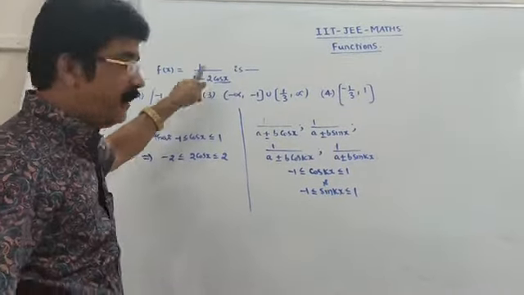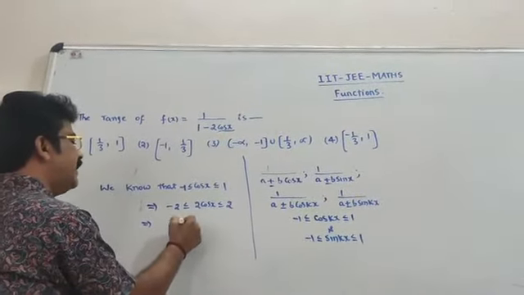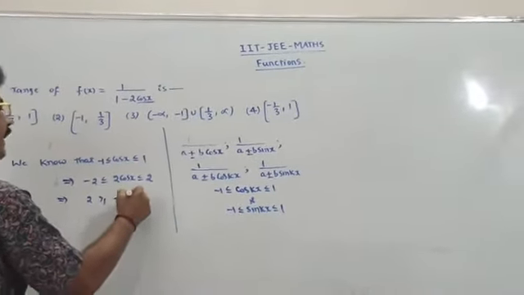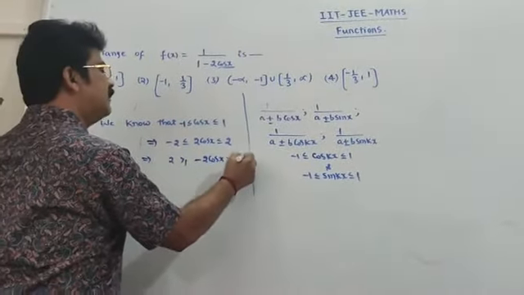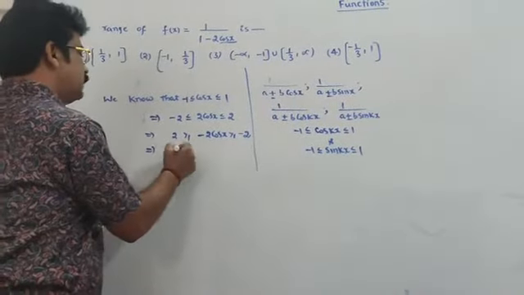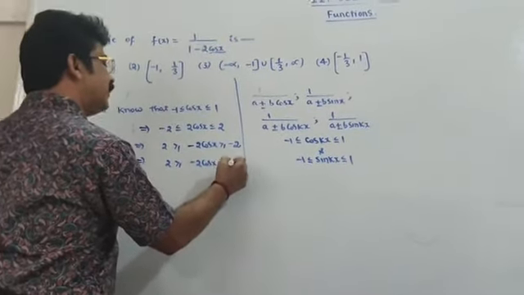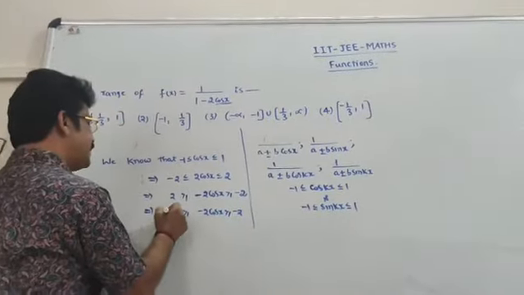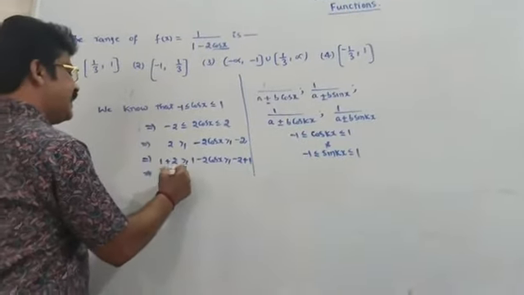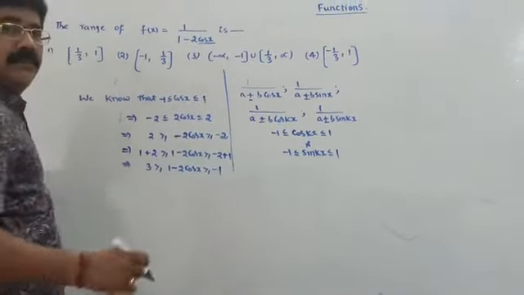Later, minus is there. So to obtain minus, multiply with minus throughout the inequality, and then it takes the reverse direction: 2 greater than or equal to -2 cos x greater than or equal to -2. Next add 1. Adding 1 to each term, that implies 3 is greater than or equal to 1 minus 2 cos x, greater than or equal to -1.